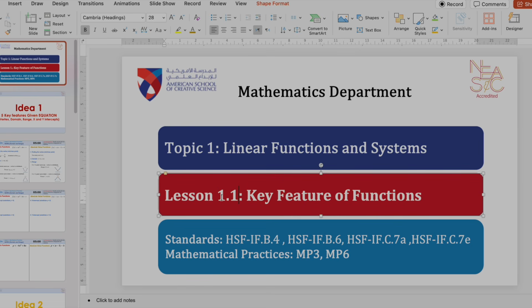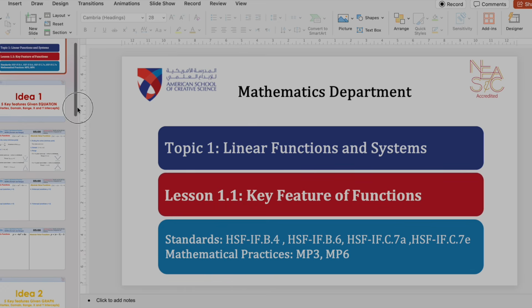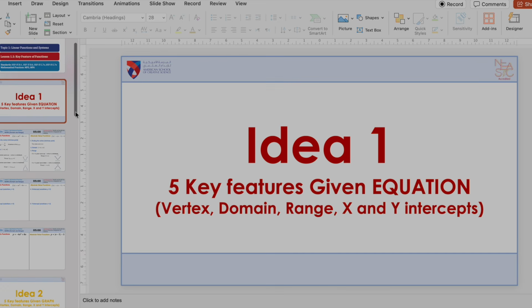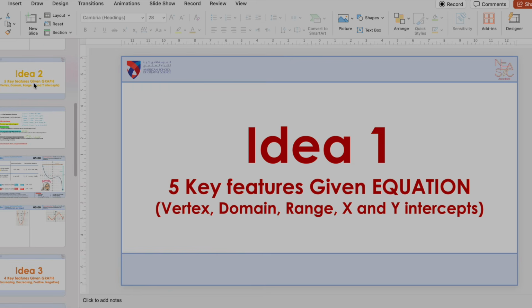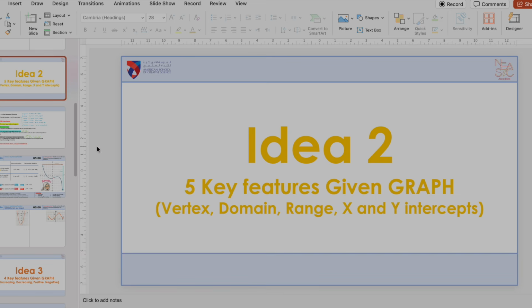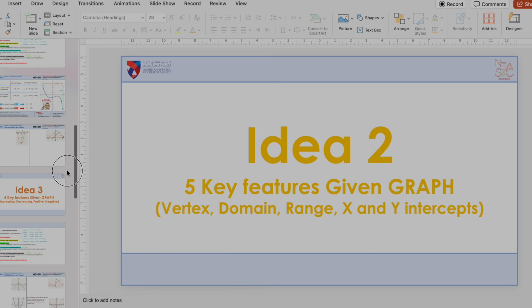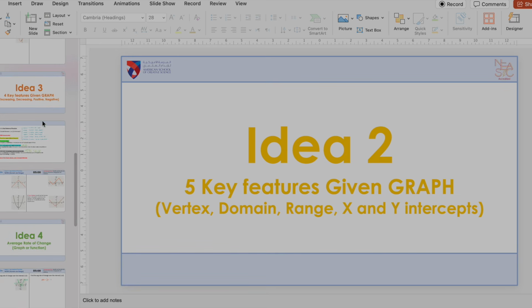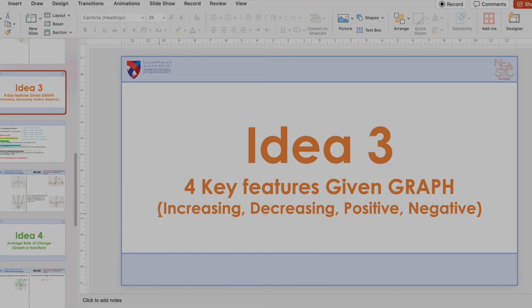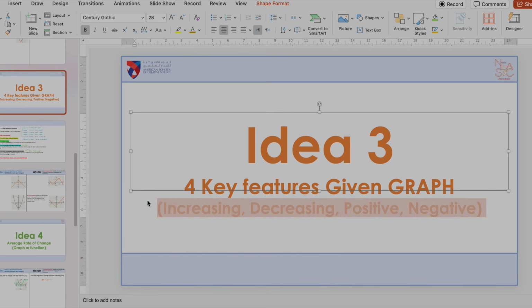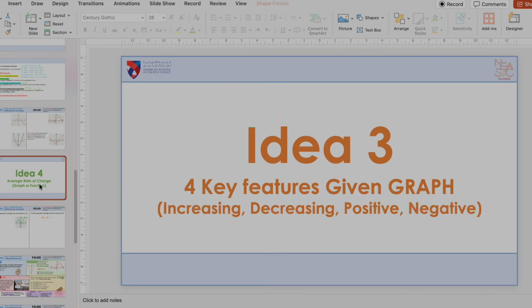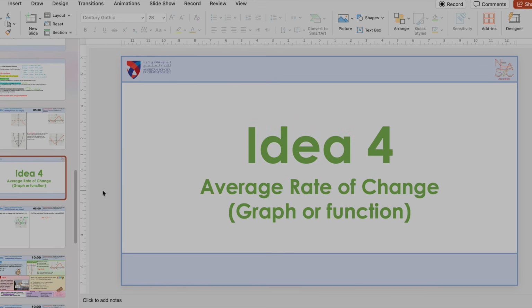Lesson 1.1, key features of functions. In this lesson we have multiple ideas. First idea, we have 5 key features to find. Second idea, we have the same key features but with a graph, so one of them with an equation, then with a graph. And then third idea, when we have a graph but we want to find 4 key features, we can only find them within a graph. We can find them with an equation, but this is not part of the lesson. And last one is average rate of change.